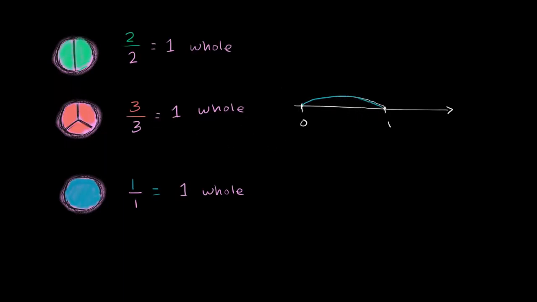If I divide it into two equal chunks, and if I make two jumps, 1, 2 jumps, I still end up at 1. If I divide it into three equal sections, so let's say 1, 2, 3 equal sections, and I make 3 jumps, 1, 2, 3, I end up at 1 again. So 2/2, 3/3, or 1/1, these all are different ways of representing the number 1 or one whole.